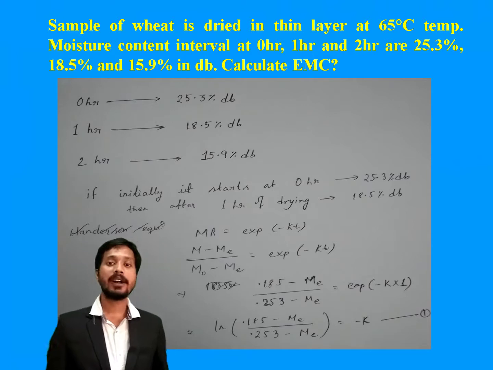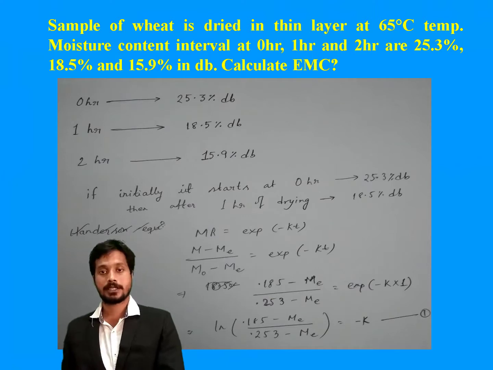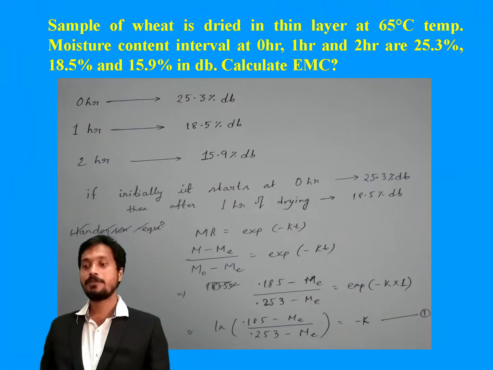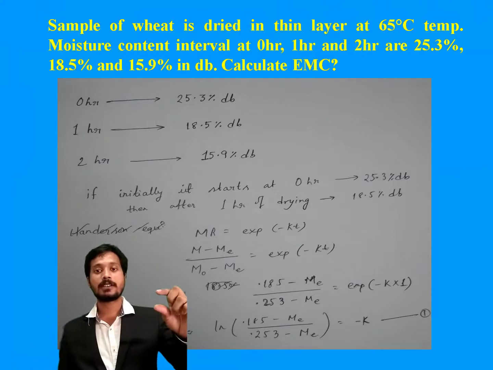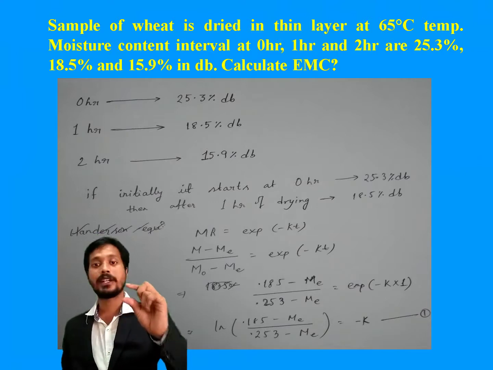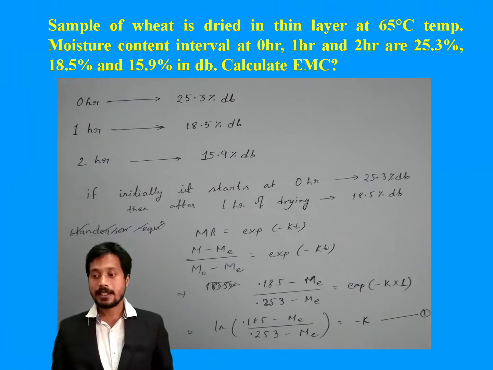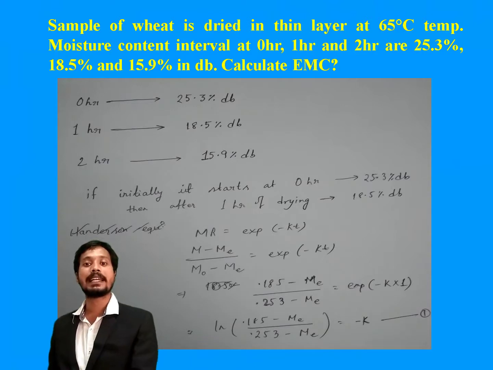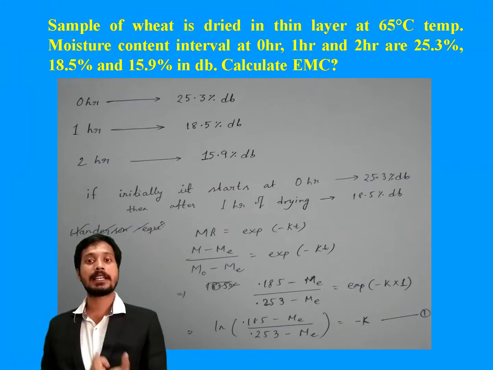25.3%. At 1 hour the value of moisture content is how much? 15.5%. And after 2 hours the value of moisture content is 15.9%. So in the first case, from 0 hour to 1 hour, from 25.3% to 18.5%, we can use the formula moisture ratio equals exponential of minus kT. Moisture ratio means what? M minus Me by M naught minus Me.